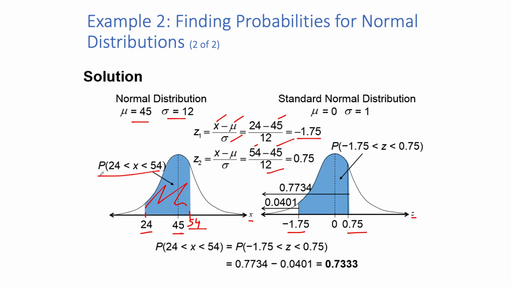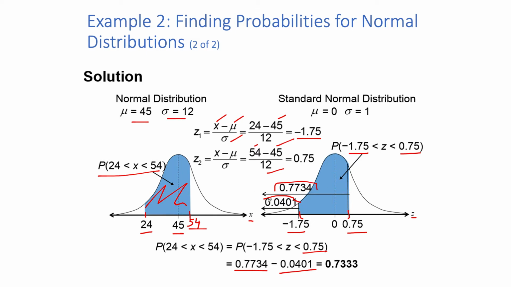So asking what is the probability that x is between 24 and 54 is the same as asking what is the probability that the z-score is between negative 1.75 and 0.75. To answer this, I want to find the area between two z-scores. First I go into the z table and look for 0.75 and find the corresponding area, which is 0.7734. So the area to the left of 0.75 is 0.7734. Then I go into the z table again, look for negative 1.75 and the area associated with it, 0.0401. So the area to the left of negative 1.75 is 0.0401.